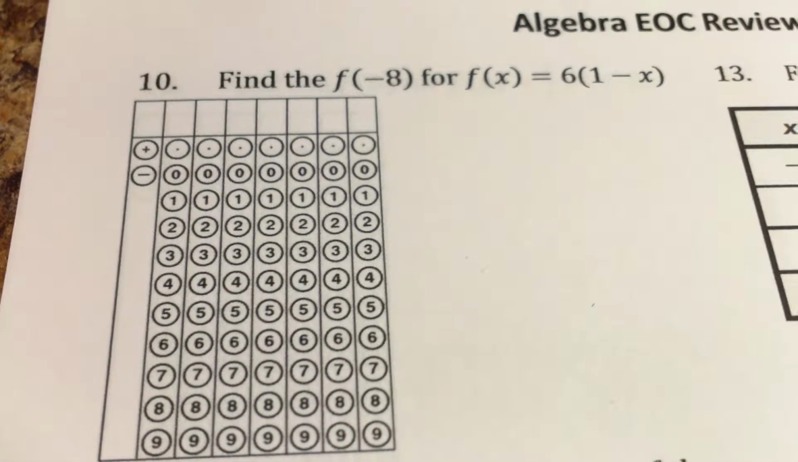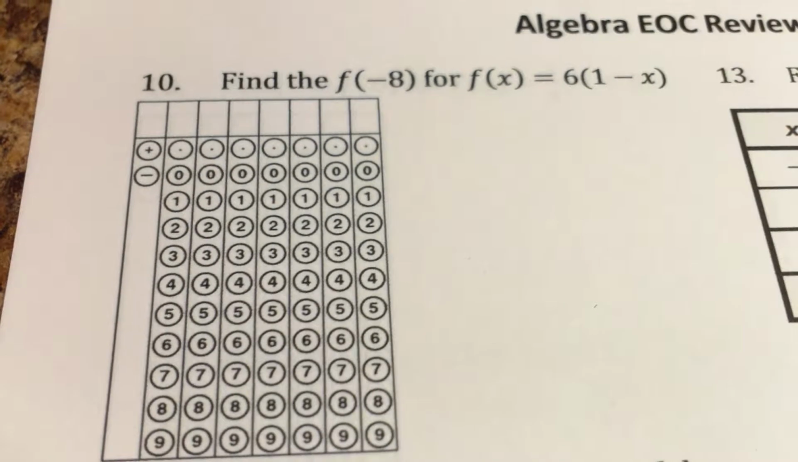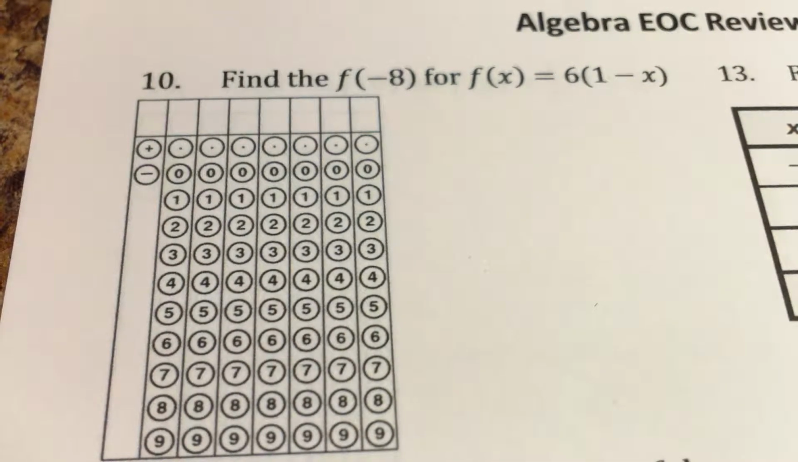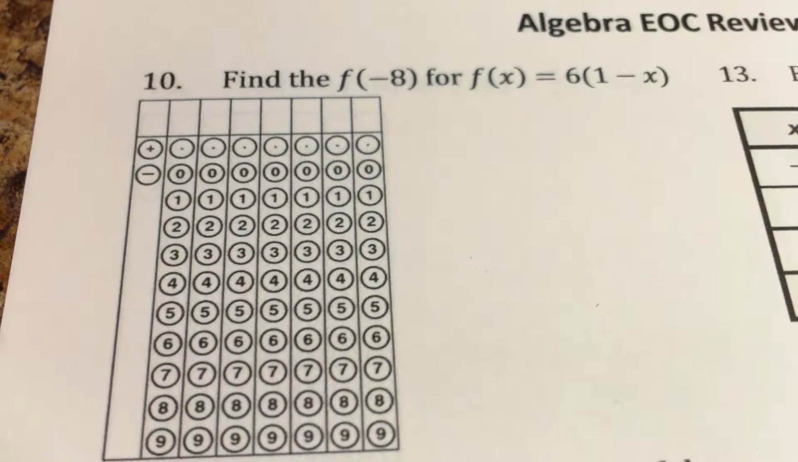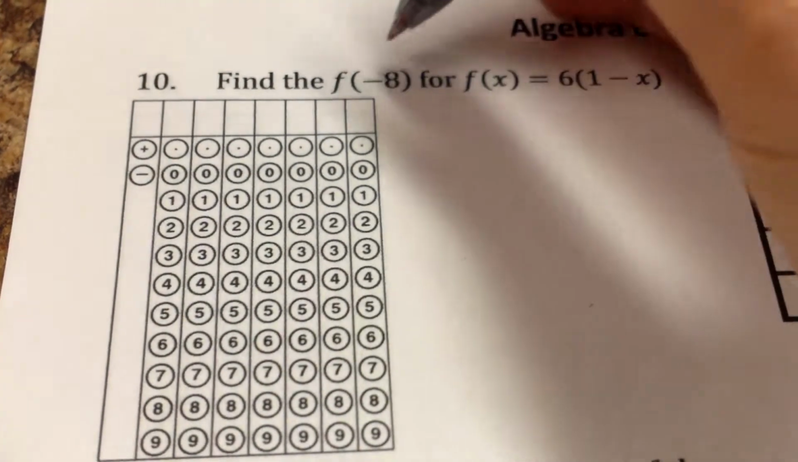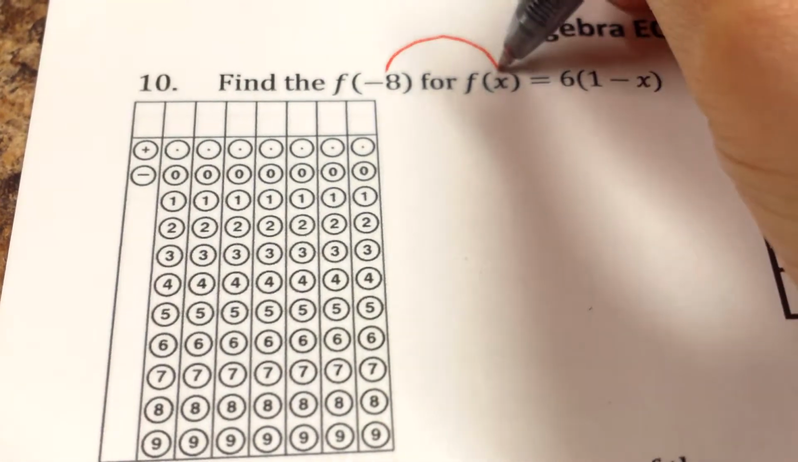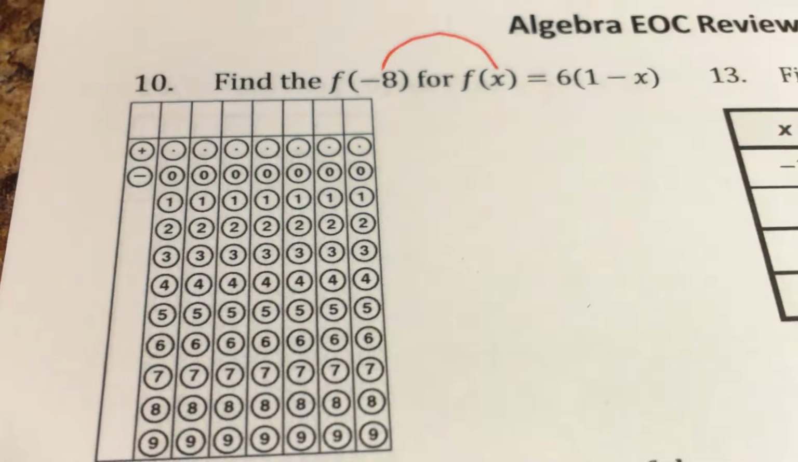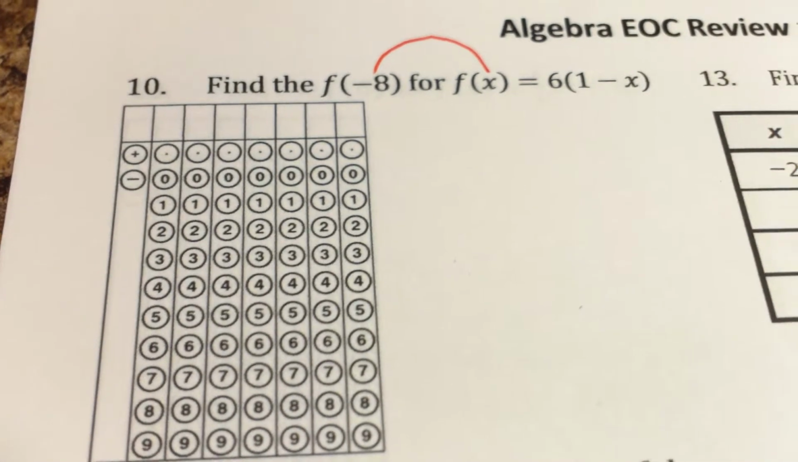Alright, for question 10, it says f of negative 8. Find f of negative 8 for f of x equals 6 times (1 minus x). Since you can see the negative 8 is replacing the x, that's what we're going to do. We're going to put the negative 8 in place of the x.